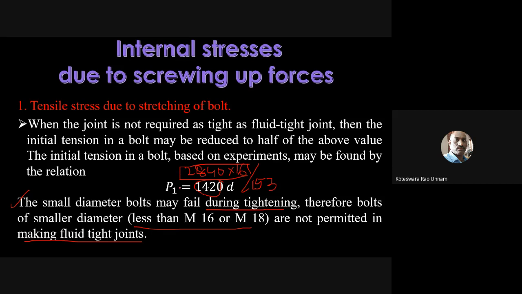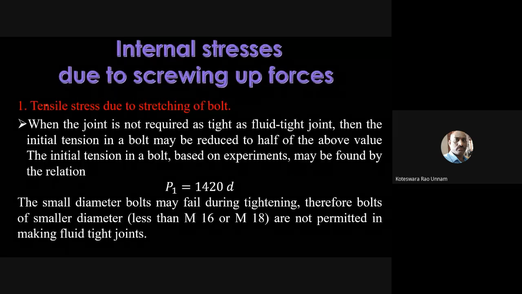If you compute this, the magnitude of the stress you get due to initial tightening is more than your allowable stress. So the bolt will fail, because the stress induced is more than the allowable stress, which means the component will fail. That's why a bolt less than 16 mm nominal diameter cannot be used for making fluid tight joints. This is another point you need to remember.